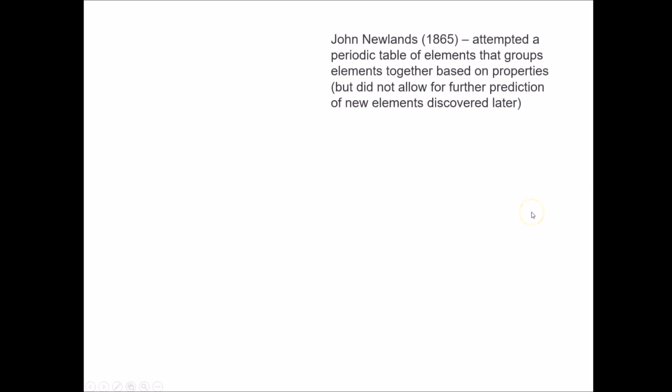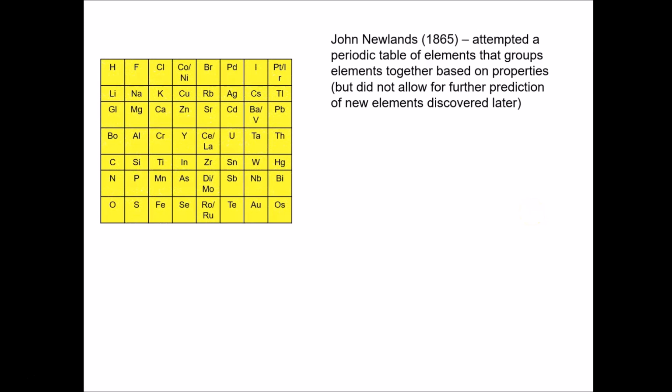Now, if we move a little bit further into the mid-1800s, this is when this idea of a periodic table of elements starts to develop. So a periodic table of elements is going to be a table that isn't just a list, but actually goes in order of the properties of the elements. John Newlands was one of the first people to ever try this.